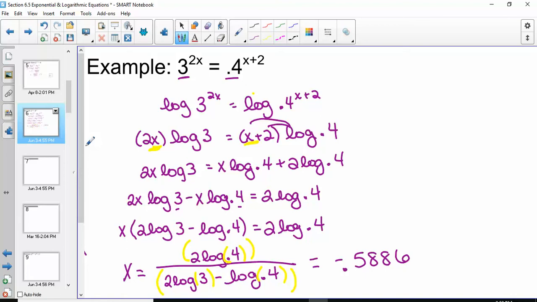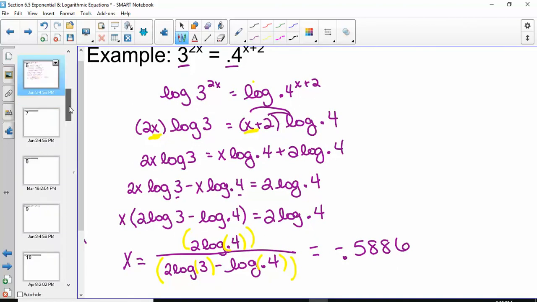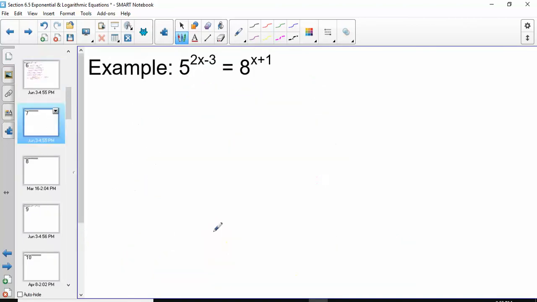And again, anytime you want to check these, all you do is go back to the originals. If you plug a negative 0.5886 into each side, you get 0.2736 on one side and 0.27437 on the other, so they're pretty close. And we know our answer is correct. Okay. Let's try another long one like that.